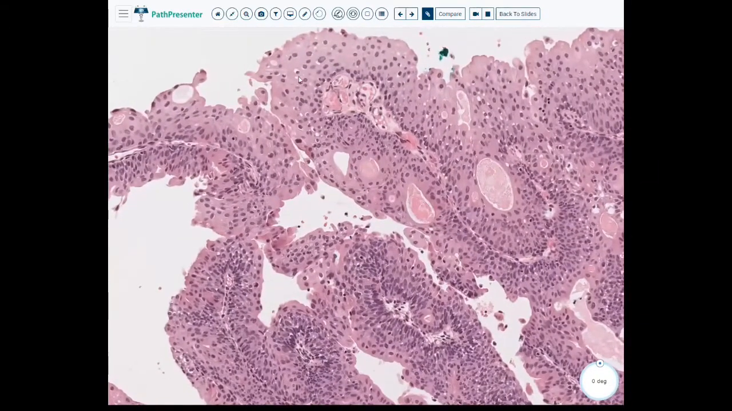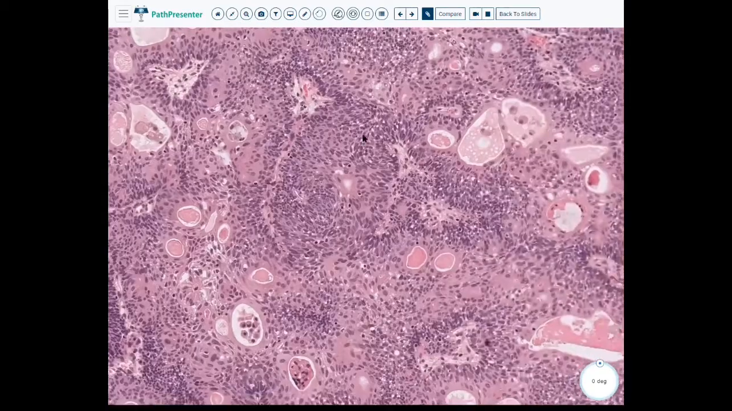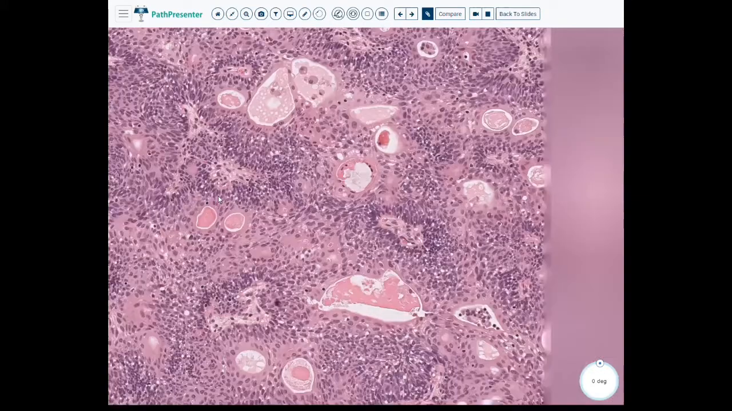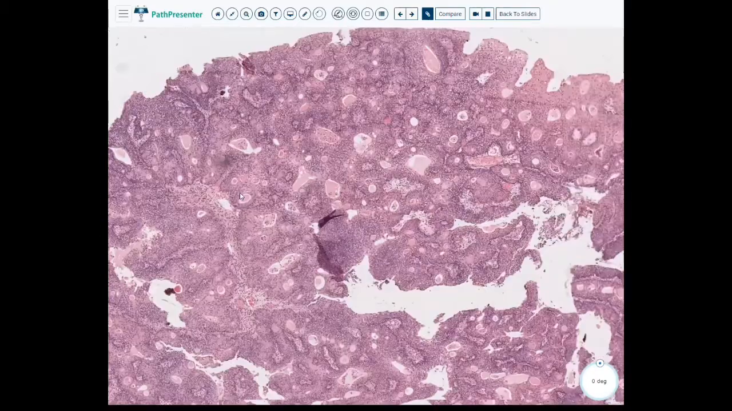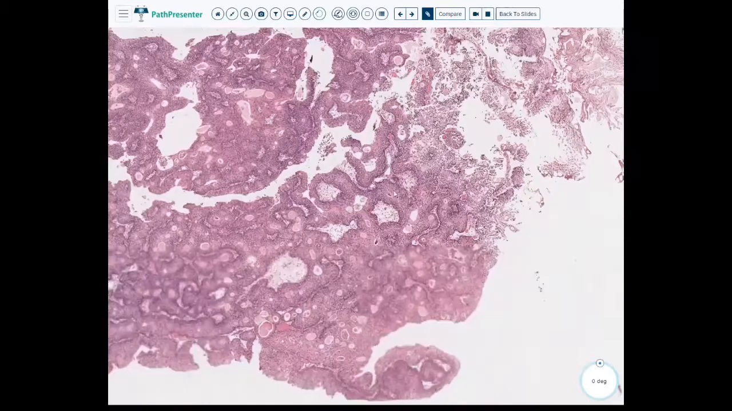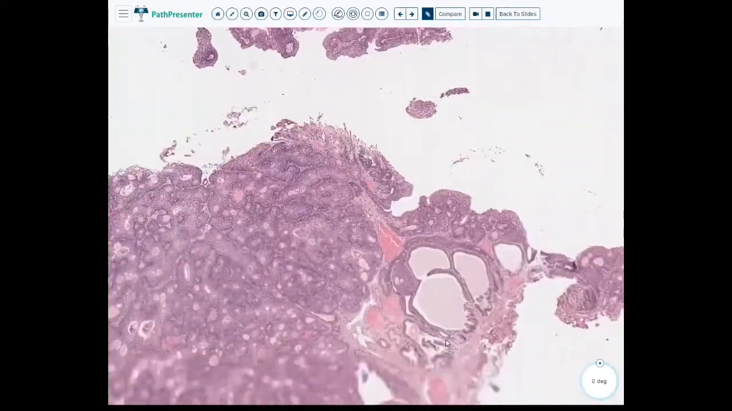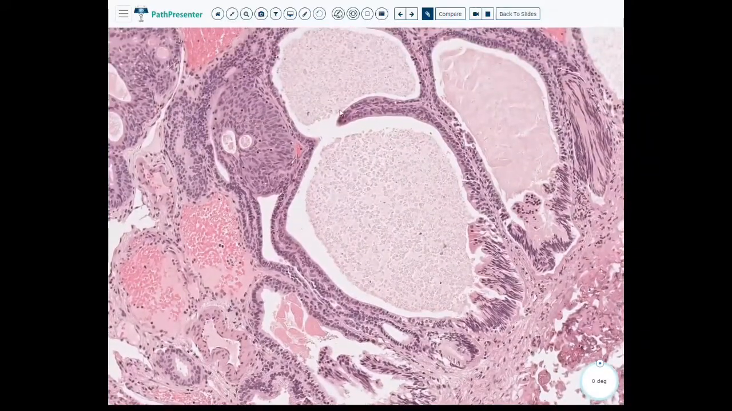You can see here, definite pleomorphism. Whereas here we have more of the basal cells, and they're a lot more crowded in those areas. Here we have some cystic areas.